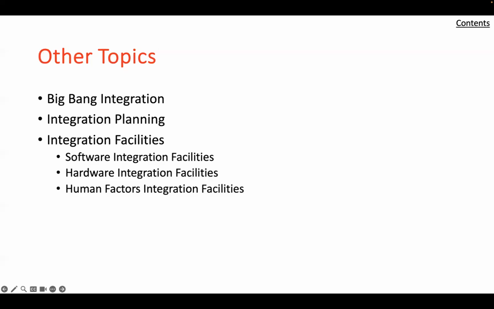Well, we'll finish up this lecture with a few more topics. First, we'll go over the third integration approach. We don't have a chart that shows that, and then we'll be talking about different aspects of integration and have a few more specifics when we're talking about the facilities.